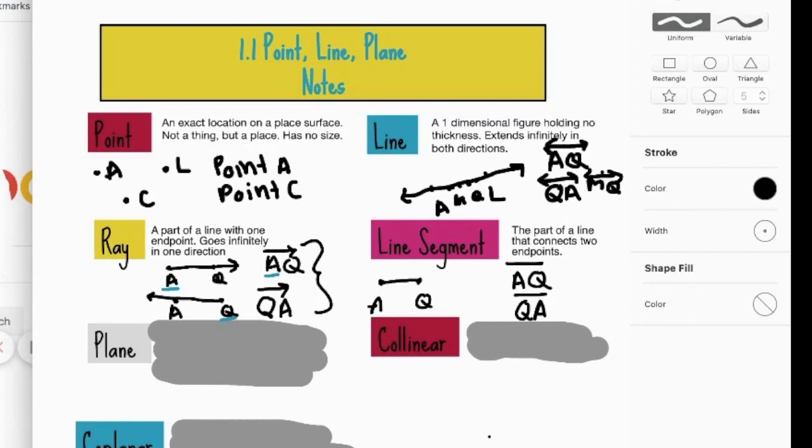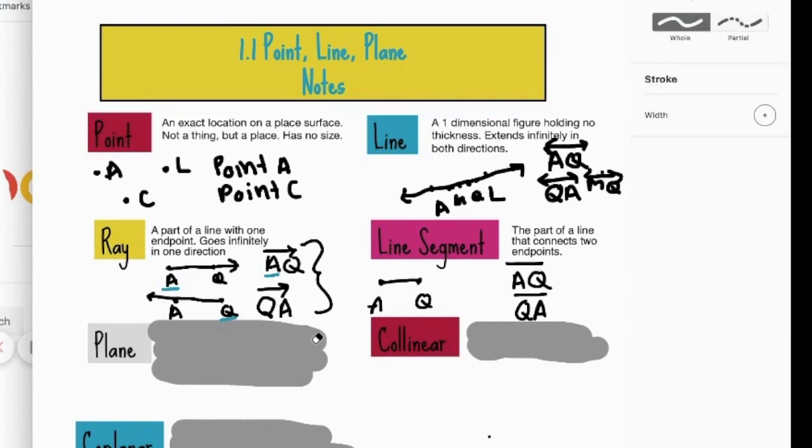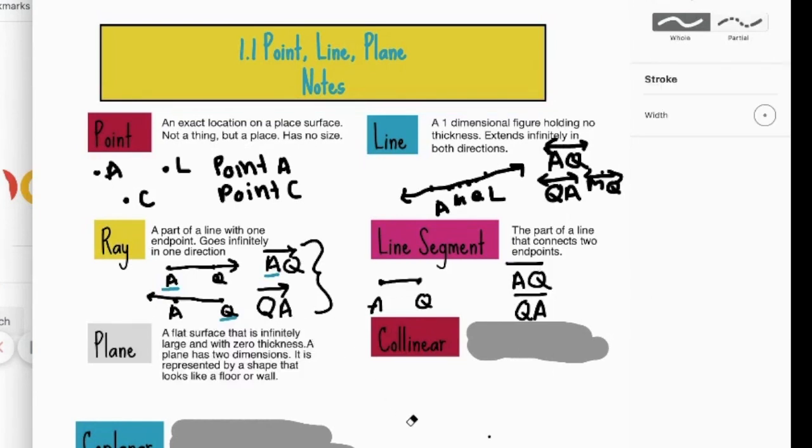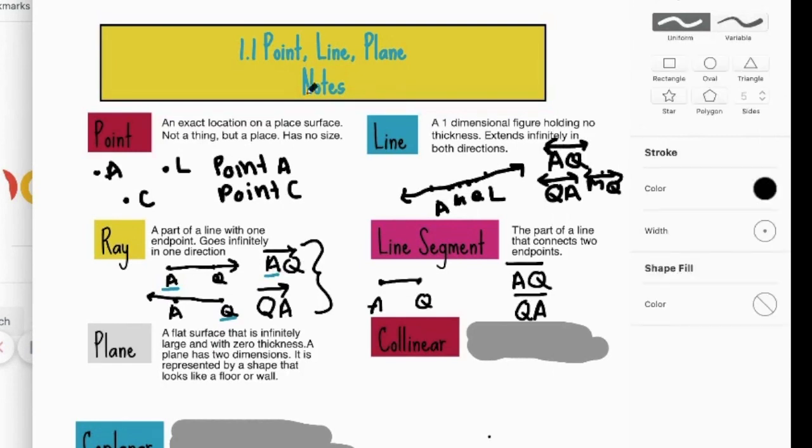The next geometric figure that we're going to talk about is a plane. So a plane is a flat surface that is infinitely large and has 0 thickness. So it just shows a surface that things exist in. And it is represented by a shape that usually looks like a floor or wall. So kind of make it look like a floor.